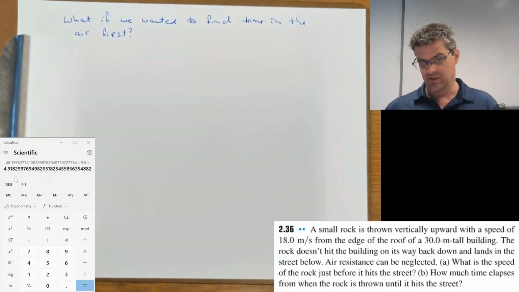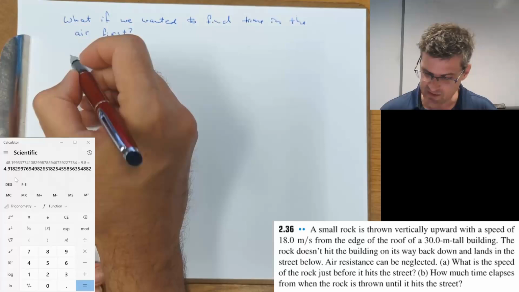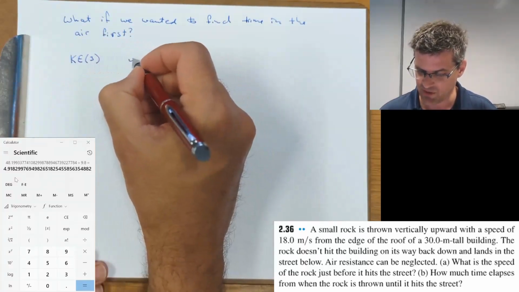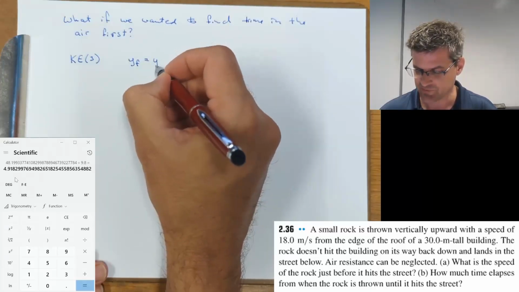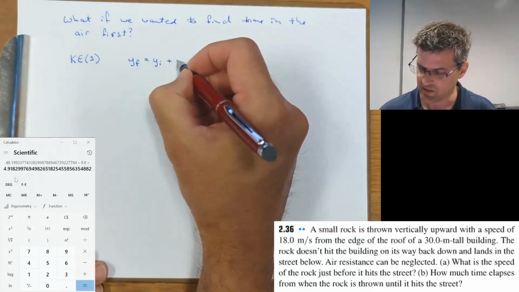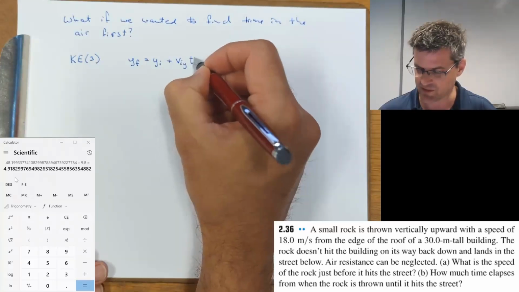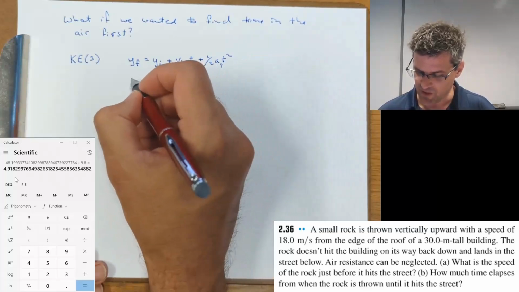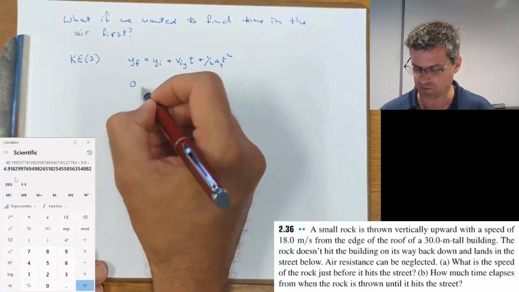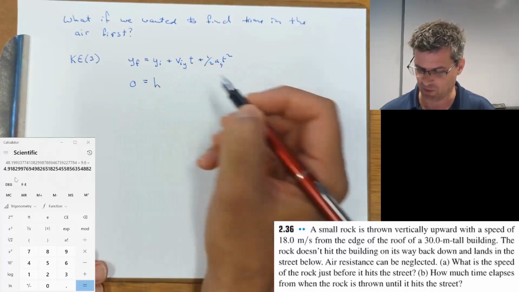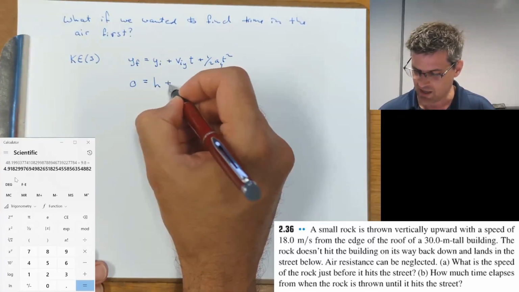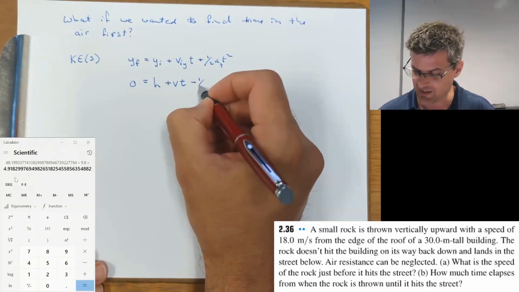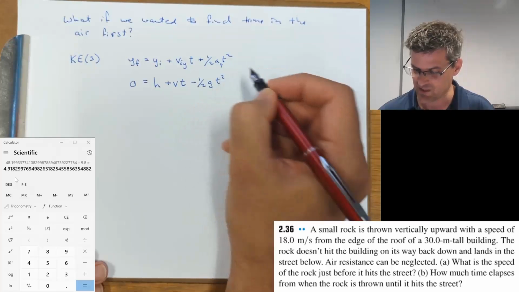Because we can actually do that. We were told a lot of things, and the way we would do it is with kinematic equation number 3. It says that y final is equal to y initial plus v initial in the y direction times t plus 1/2 a in the y direction times t squared. So we're going to end the problem at y equals 0, start the problem at y equals h, have an initial positive velocity of v, and have a negative acceleration of g.